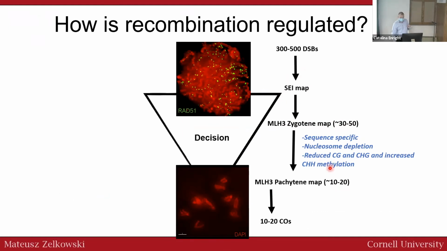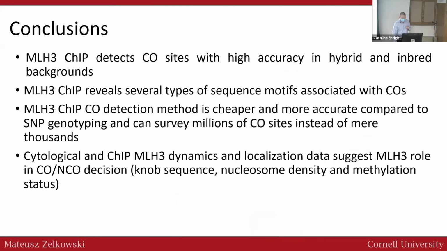Also for the knobs, we have the nucleosome depletion factor, which is also a preference for being a crossover, a reduction in CG and CHG, and an increase of the CHH. And finally, at the end, we have the crossover.